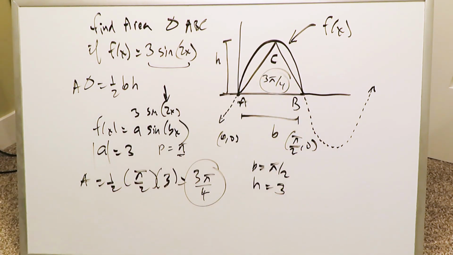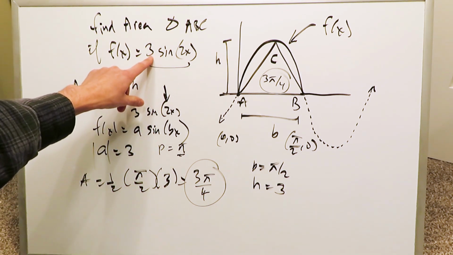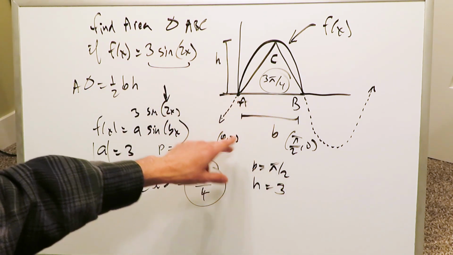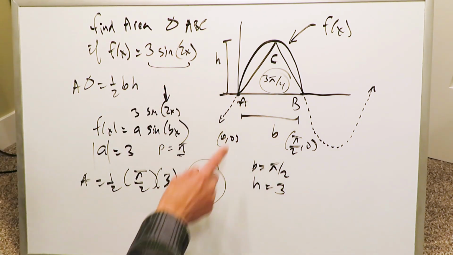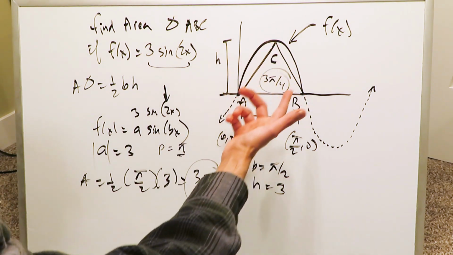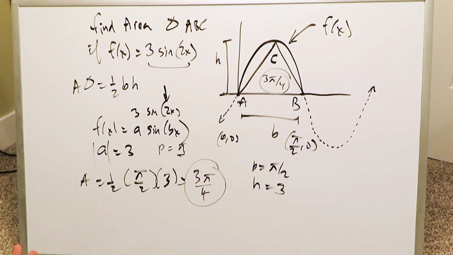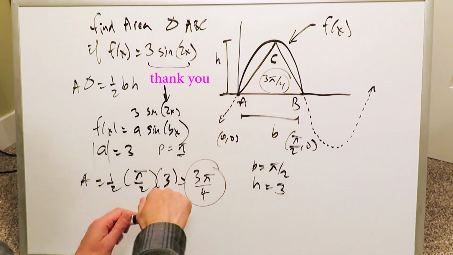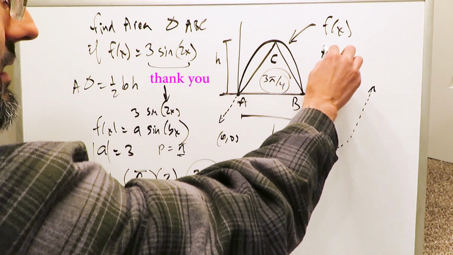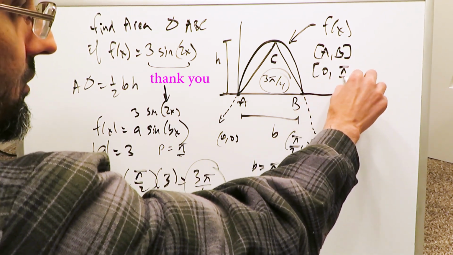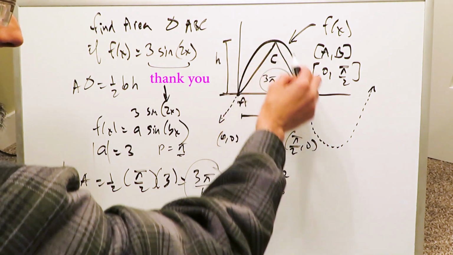That brings us to the end of this video. In a quick summary, we started with our amplitude and our period. The period gives us the base by means of the work I've shown you, and the amplitude gives us the height, coinciding with the height of this triangle. Area equals half base times height. The function is only being evaluated over the domain from A to B, which we have determined to be 0 to pi over 2.